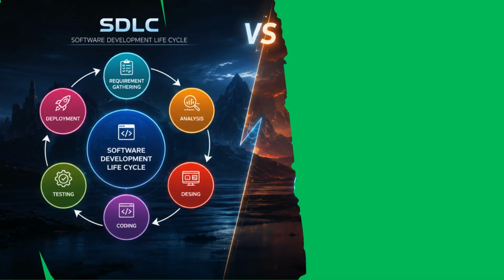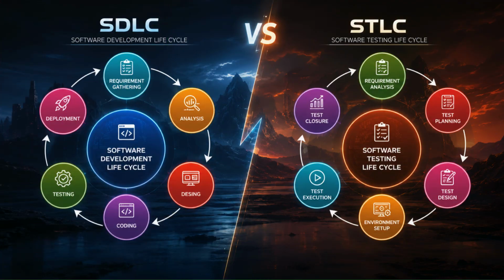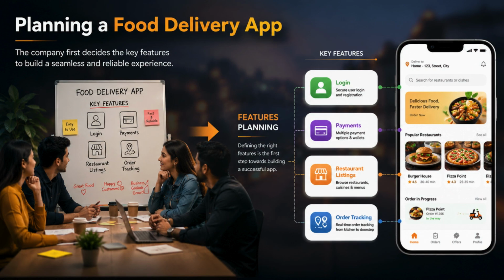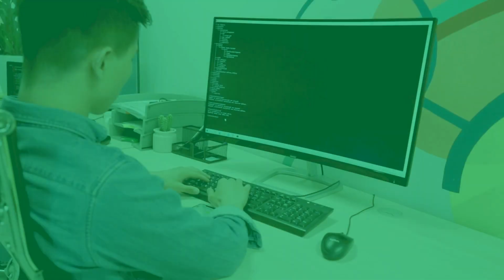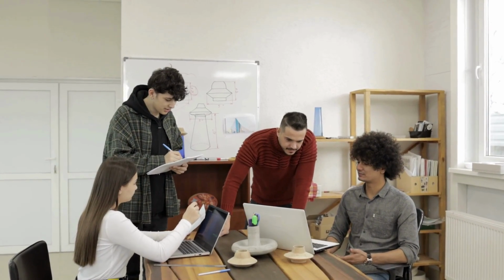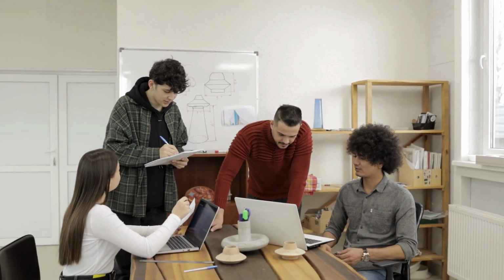You may hear two common terms in software testing: SDLC and STLC. SDLC means Software Development Lifecycle. It describes how software is created from beginning to release. For example, a company planning a food delivery app first decides features like login, payments, restaurant listings, and order tracking. Developers build the app, testers verify functionality, and finally the app gets released to users.